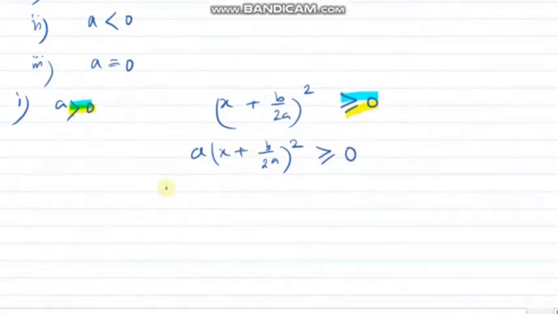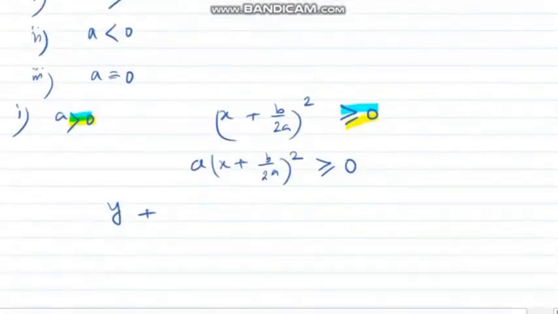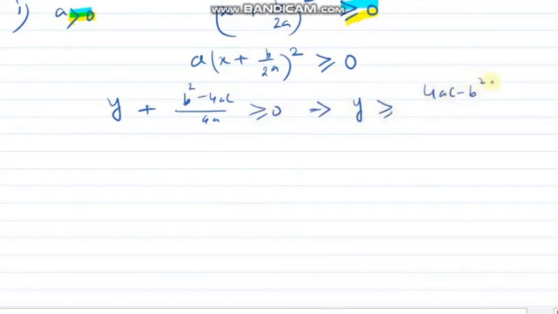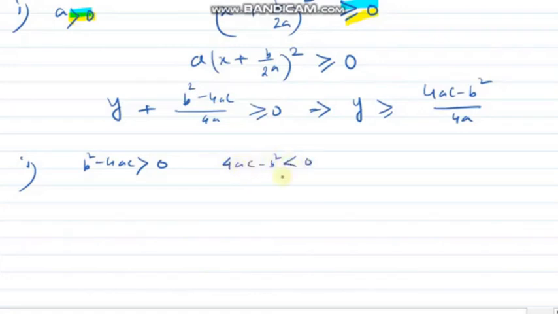For a greater than 0, y plus (b square minus 4ac) divided by 4a will be greater than equals to 0. So y is greater than equals to (4ac minus b square) divided by 4a. I am taking this term to the right hand side, it will become minus, and I am absorbing the minus inside, right? So first case, if b square minus 4ac is greater than 0, that means 4ac minus b square is less than 0.